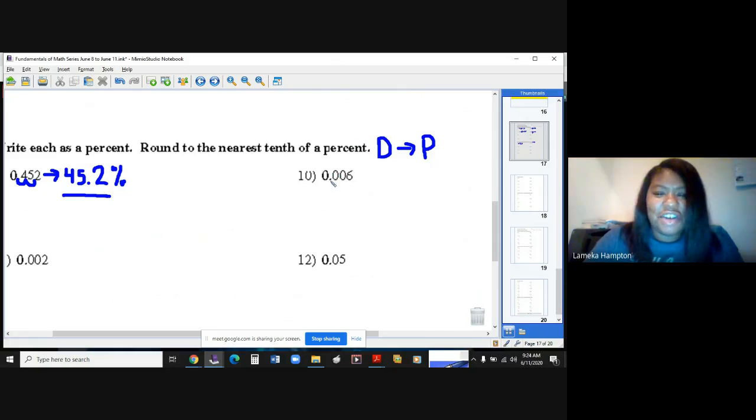Okay. So I am going to follow the same rule. I am simply going to move my decimal 2 places over to the right. 1, 2. And when I do this, my answer is going to be 0.6%. Okay. Now, very quickly, as it relates to unnecessary zeros, you would not write this answer in this way.